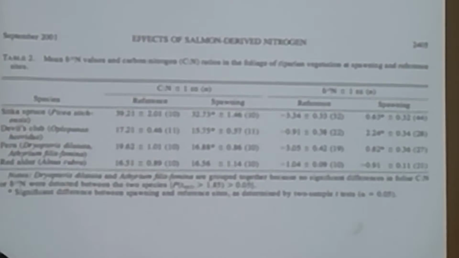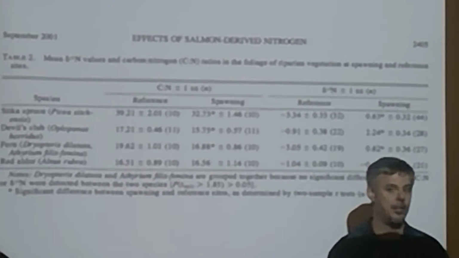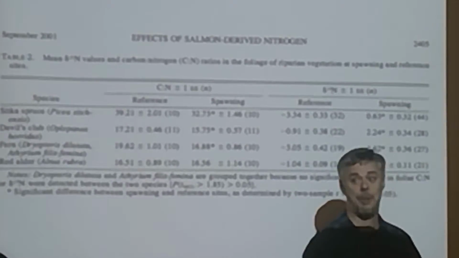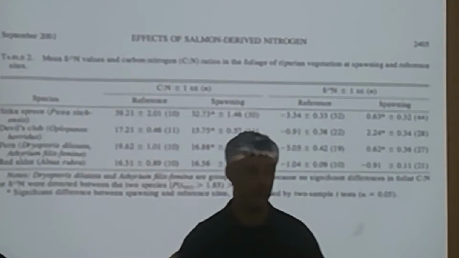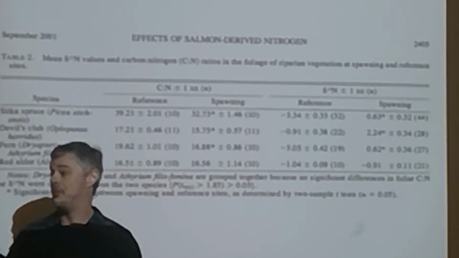And then we're looking at spawning and reference sites. So this study was looking at sites with salmon. Those sites are labeled as spawning because it's the fish coming up and reproducing, or spawning, in those streams. And then because we need some sort of experimental control, we're going to compare those to streams that do not have salmon spawning.